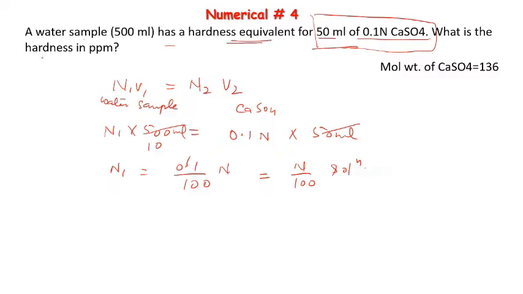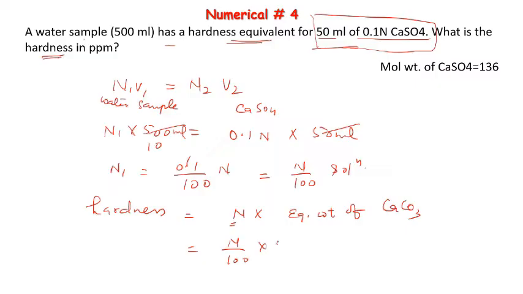Now, what is the hardness in ppm? So hardness has been asked. To calculate the hardness, since we have normality, we can calculate normality into the equivalent weight of calcium carbonate. So you will get N by 100 into 50. So N by 2 grams per liter, right? Here this is grams per liter. So instead of grams, we multiply it by 1000 to have milligrams, and we will get 500 milligrams per liter, or 500 ppm. Right, so this will be the answer.